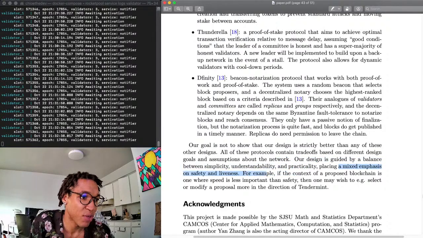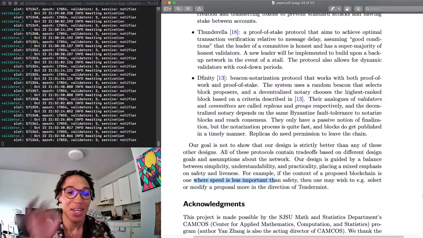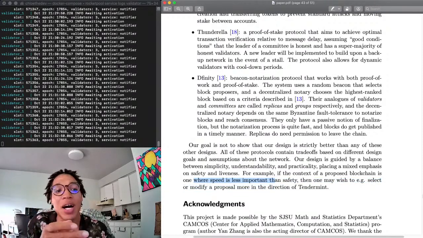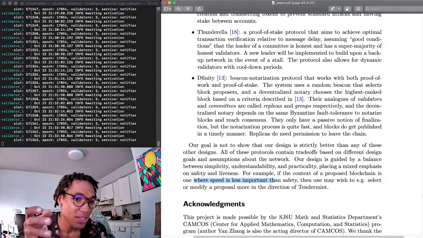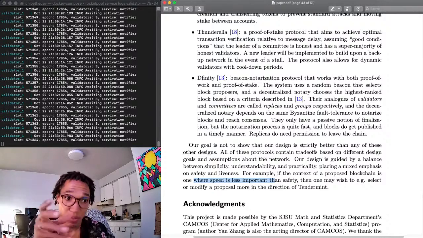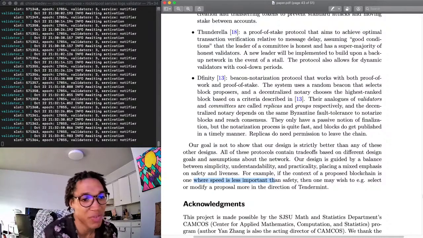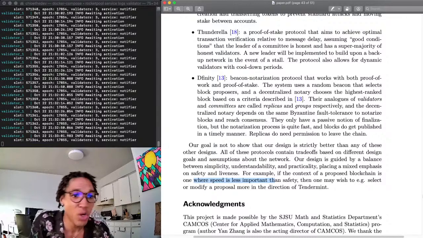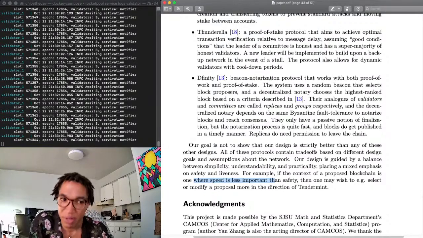Our design is guided by a balance between simplicity, understandability, and practicality, placing a mixed emphasis on safety and liveness. For example, in the context of a proposed blockchain, speed is less important than safety. Super important. As you could see, the slot time was doubled from 6 seconds to 12 seconds for that very reason. Having that really quick block time was posing some potential issues and risks in terms of safety and all that kind of stuff for nodes, and so they just doubled it. Let's keep it at 12 seconds.